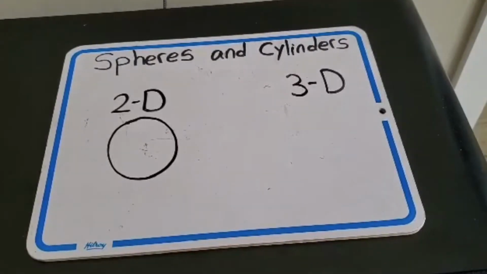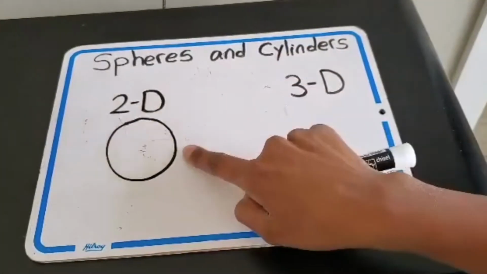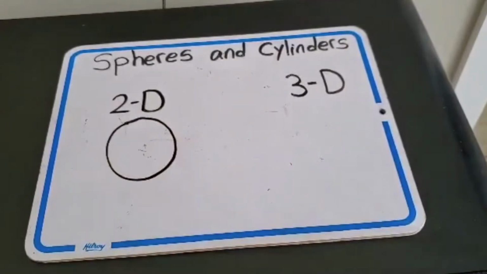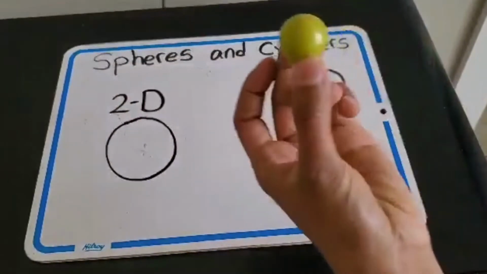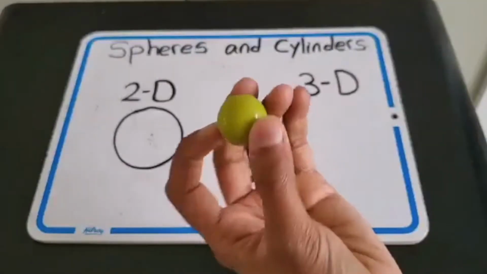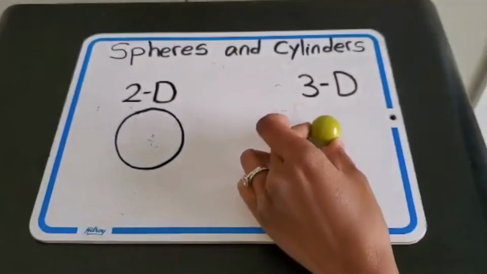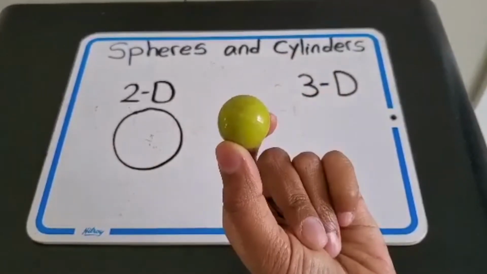The next shapes I want to show you are called spheres and cylinders. Over here, I did the 2D shape of a circle. There's a 3D shape that might remind you of a circle, but it's not a circle, and we call that a sphere. Spheres just look like this. A sphere is a nice rounded shape, and it is three-dimensional. So remember, three-dimensional means it's not flat.